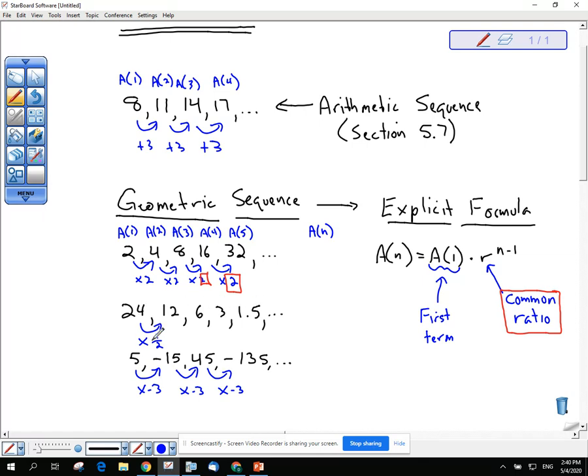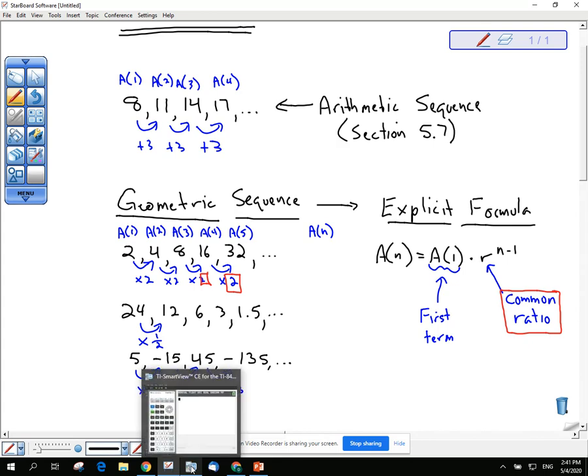What we did in the second example by multiplying by 1/2 shows the common ratio to be 1/2. In this one, the common ratio is negative 3. Now, let me show you one other thing.